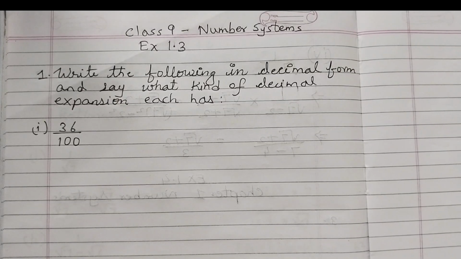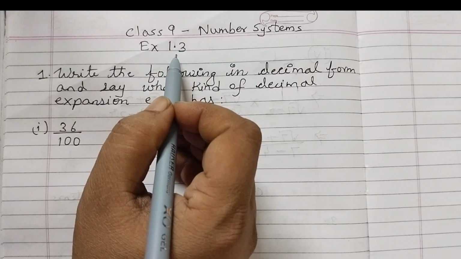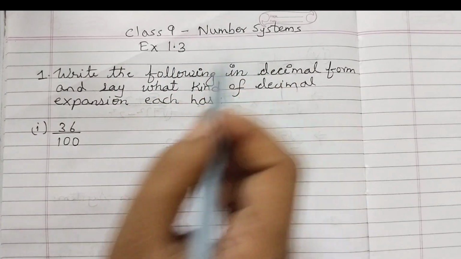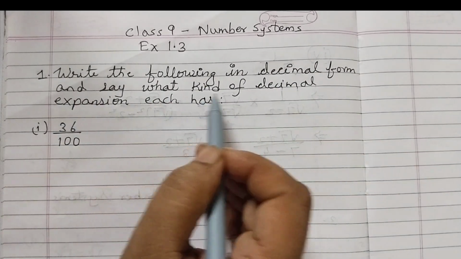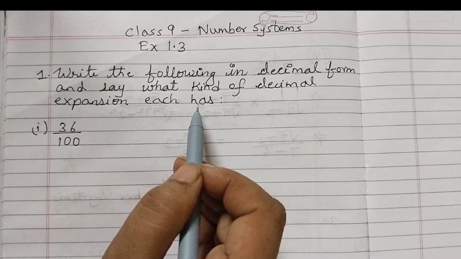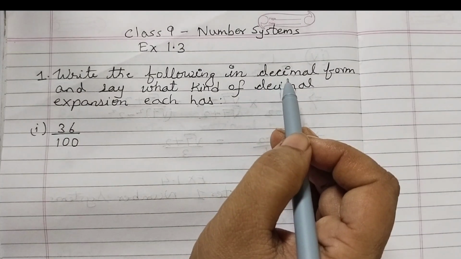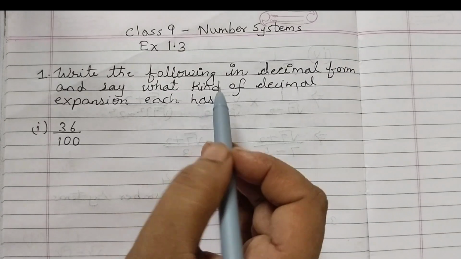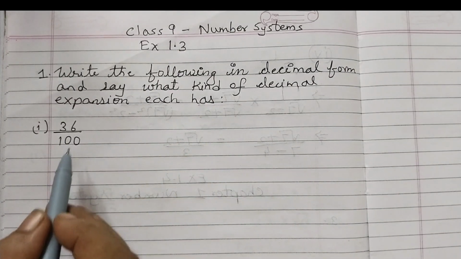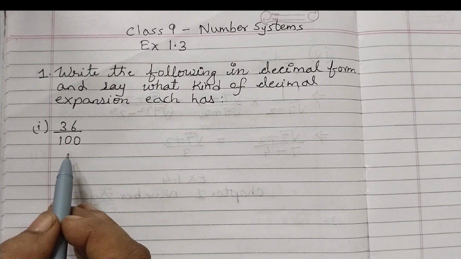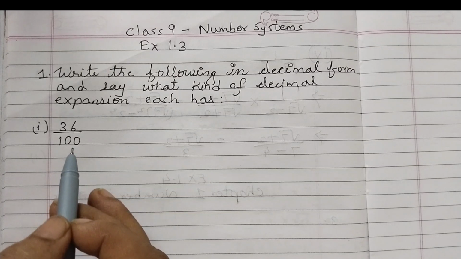Hello everyone. In this video we shall discuss question number 1 of exercise 1.3, that's chapter 1, number systems. Write the following in decimal form and say what kind of decimal expansion each has. First we need to write the numbers given as a decimal number and then decide what kind of decimal expansion these are. First one is 36 by 100.